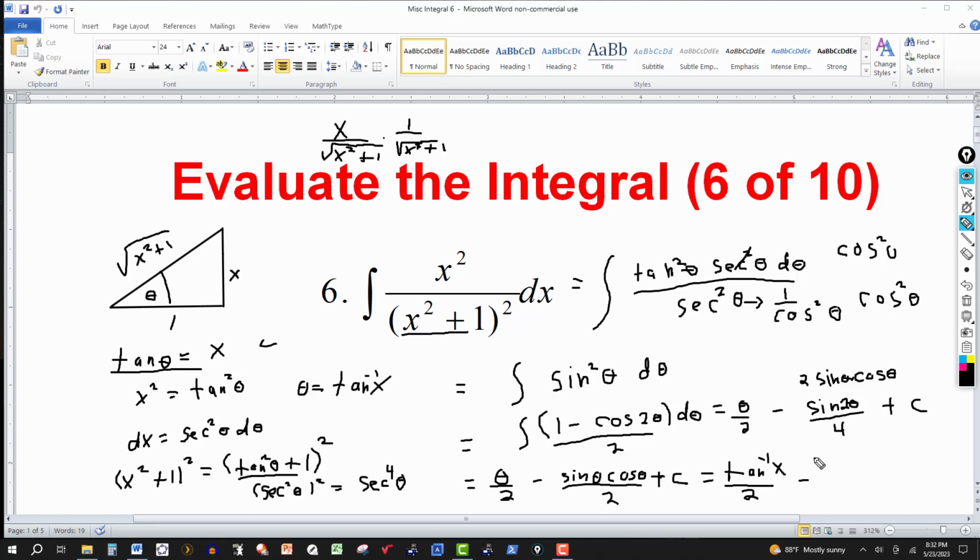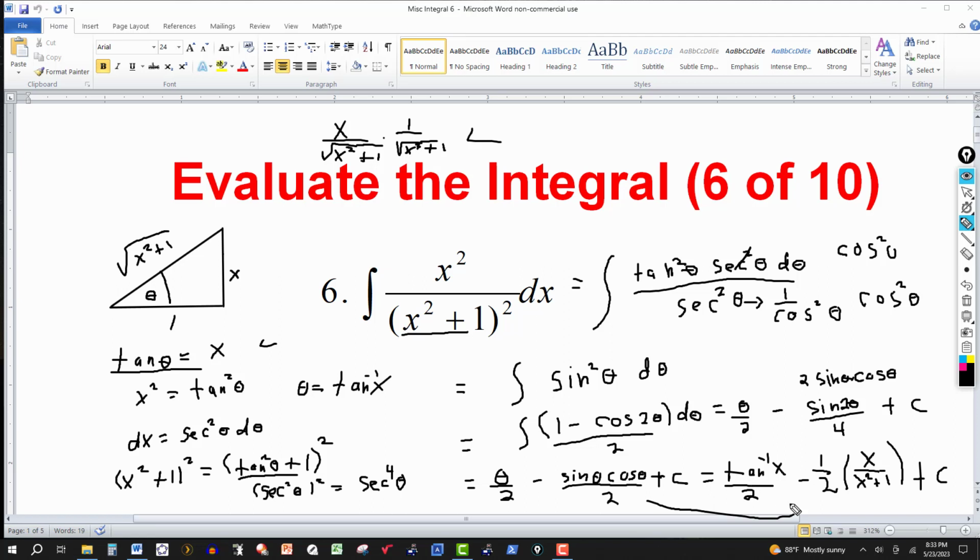So going from here to the next step, with the 2 there, I'll just put a 1/2 in front like this. And then what I got for sine and cosine, which is up here, multiply. So it's x times 1, which is x, over radical x squared plus 1 times radical x squared plus 1. That just gives me the square root of x squared plus 1 squared, which is x squared plus 1. Plus the constant of integration.